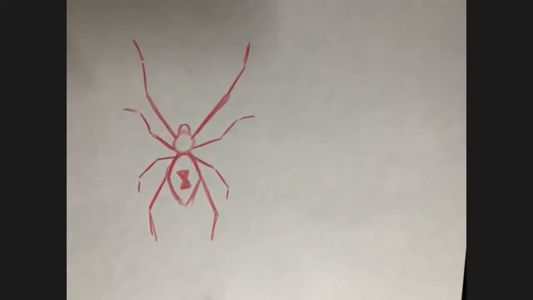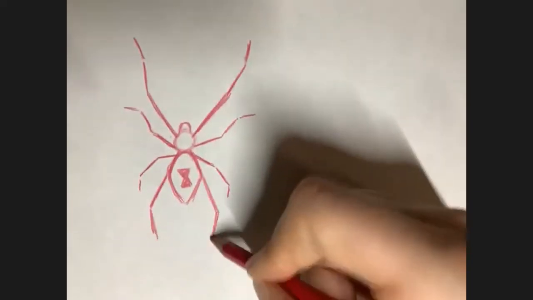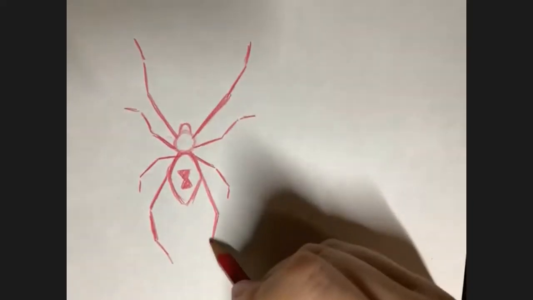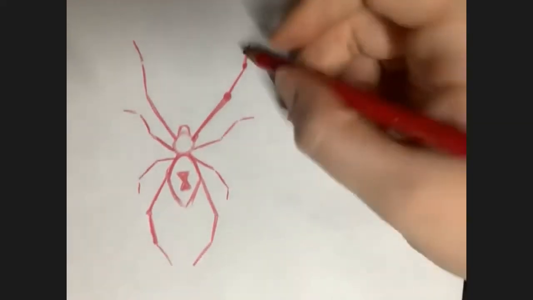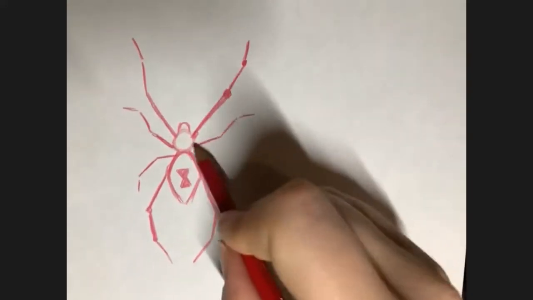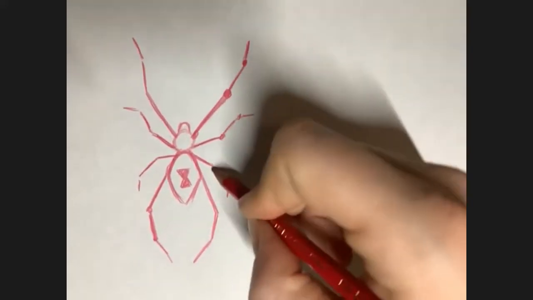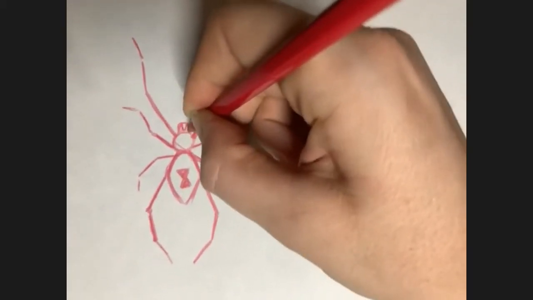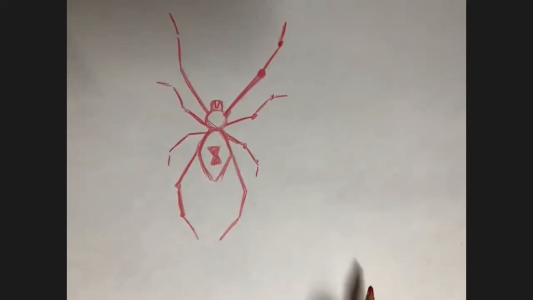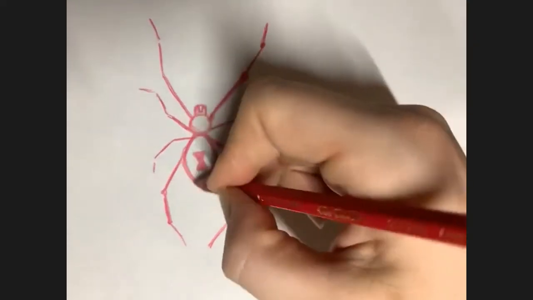So I'm just glancing back and forth from my reference to my paper for where I see the segments. Sometimes, if I want to be really accurate, I'll put dots where all the joints are and then connect those. So you can do that too. These are where all the joints are. And there's the pinchers there. That's what I see as a breakdown for the Black Widow spider.